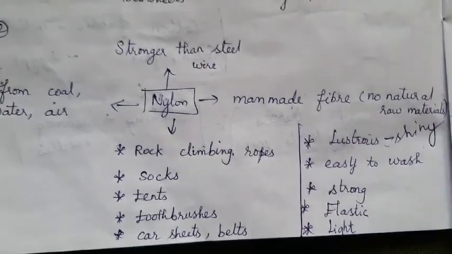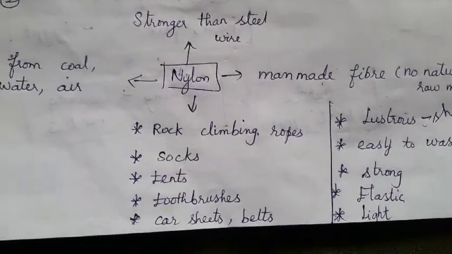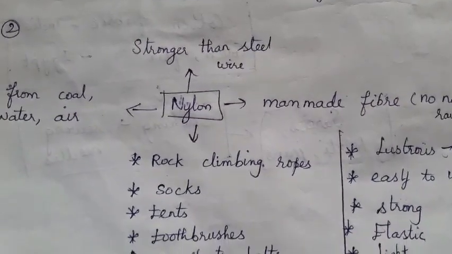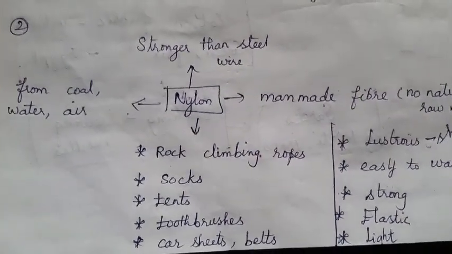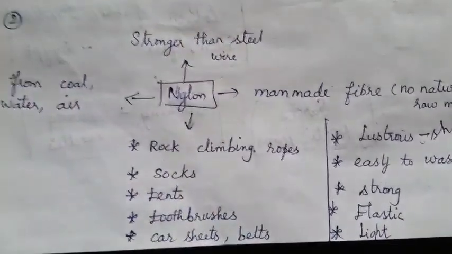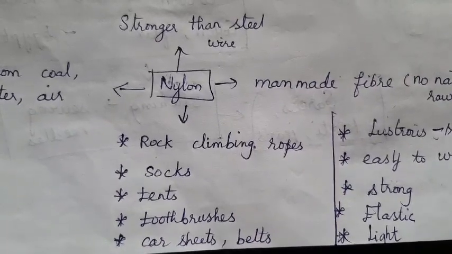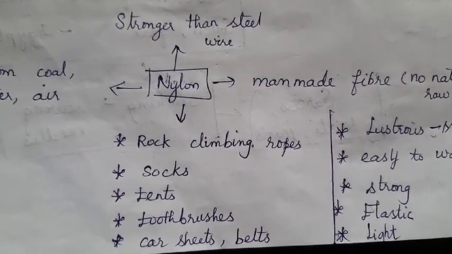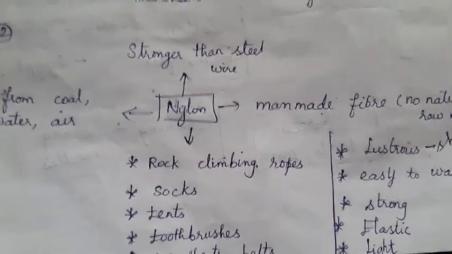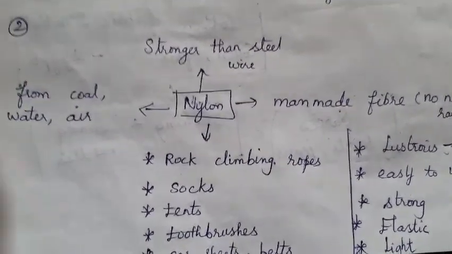Have you seen the nylon fibers? Nylon thread and all? Okay, nylon thread you could find in your ropes. The ropes which you tie in your home to dry your clothes are made up of nylon. Can you just break the thread? It is highly impossible because it is stronger than your steel wire. So where do I find nylon? In rock climbing ropes, socks, toothbrushes, car seats, belts, tents, all these are made up of nylon. Yes. So where am I getting this nylon from? Coal, water and air. Again the same question.